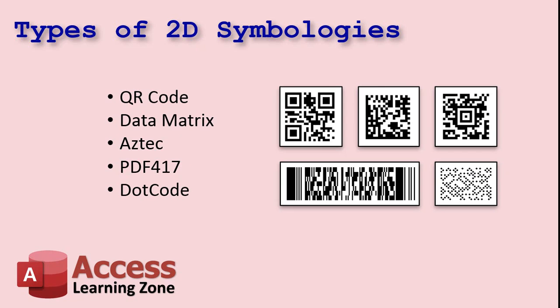Then we've got 2D symbologies. There's lots of these. There's QR codes. You'll see those all over the place. QR codes can have all kinds of information stored in them, usually web page addresses. You scan it with your phone and it takes you right to a web page. But there's lots of other ones. Data Matrix, Aztec, PDF417, DotCode. You'll see these on UPS packages and stuff from Amazon and all kinds of different places. It's just another way to cram more data into a smaller space. And again, you will need an image type scanner, not a laser scanner, to read these. But you can also read them with your cell phone too.